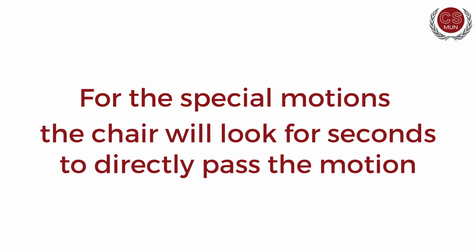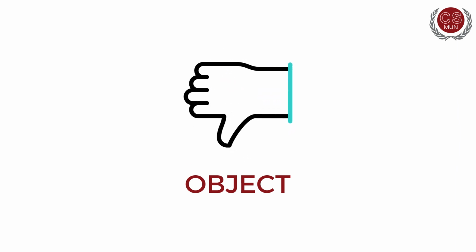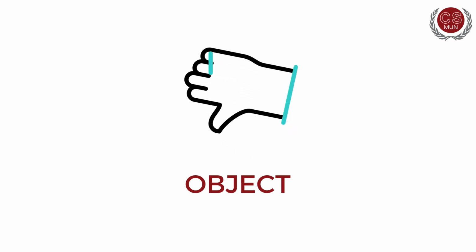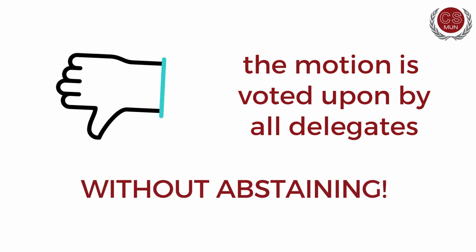In general, for the special motions we'll be discussing now, the chair will look for seconds to directly pass the motion. Some delegates choose to object to a motion, meaning they express their dissatisfaction or disagreement for the motion to be discussed. When the committee encounters an objection, the motion is voted upon by all the delegates without abstaining. We have 4 of these special motions. Let's discuss them one by one.